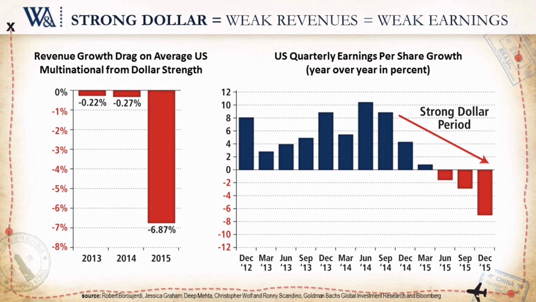Goldman Sachs did a study and said of large U.S. multinationals, how big a hit did they take in revenues based upon the strong dollar? And I was even astounded at this. It was about a 7% decline in revenues. Well, if your revenues are going down 7%, your earnings probably aren't going up. And so you look at this strong dollar period, and you can see on the right side that earnings for companies in the S&P 500 have been declining and actually ended up being negative for the entire year of 2015.